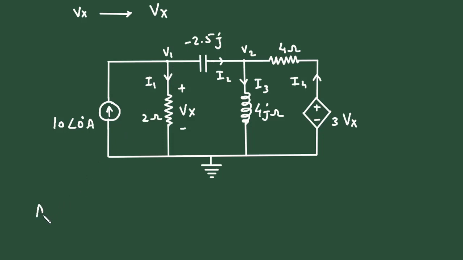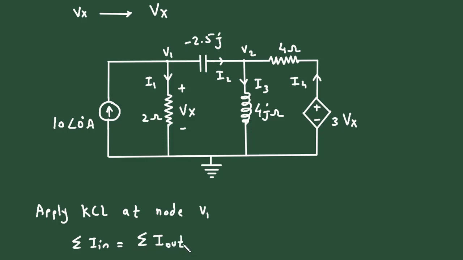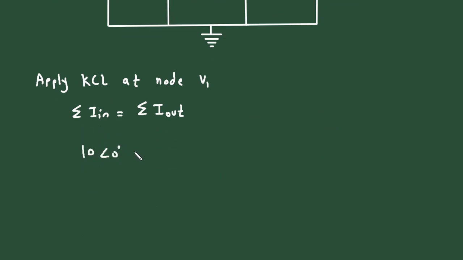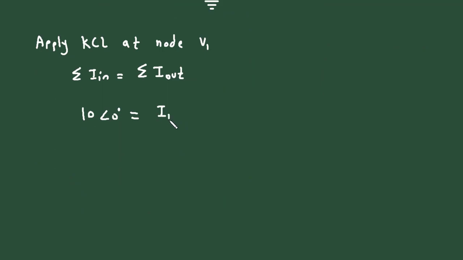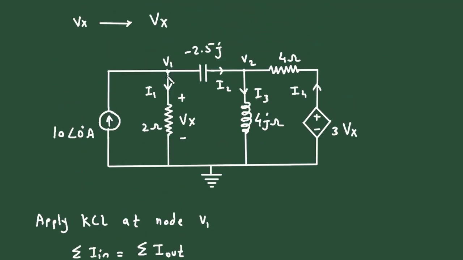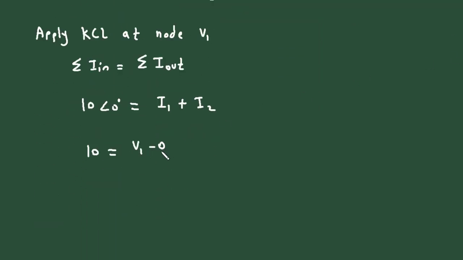Now here, let's apply KCL at node V1. Now, at this node, if we apply KCL, according to KCL, summation of all the currents entering a node is equal to summation of all the currents leaving the node. Now, here at this node, the entering current is only 10 at an angle 0 degree ampere. So, 10 at an angle 0 degree is equal to leaving current. So, here outgoing current is I1 and I2. These are the leaving current. So, I1 plus I2. Now we will write this in voltage form. So here this 10 at an angle 0 degree we can write only 10 is equal to I1. Now I1 in voltage form, this will be V1 minus 0 divided by 2.